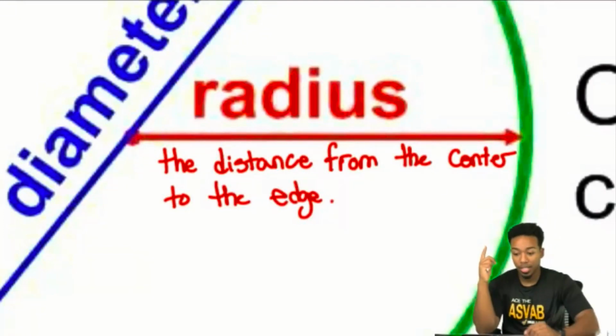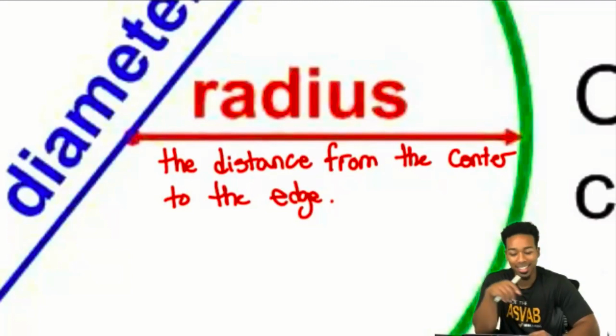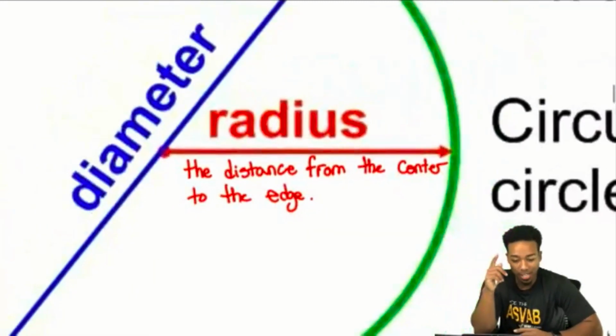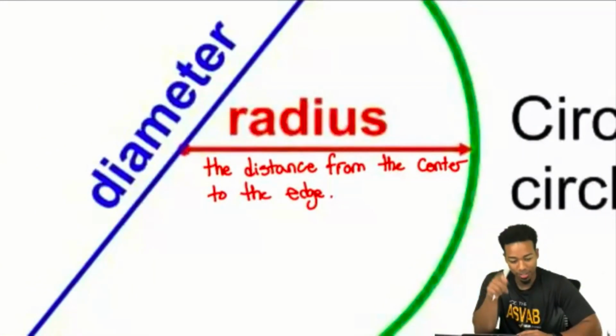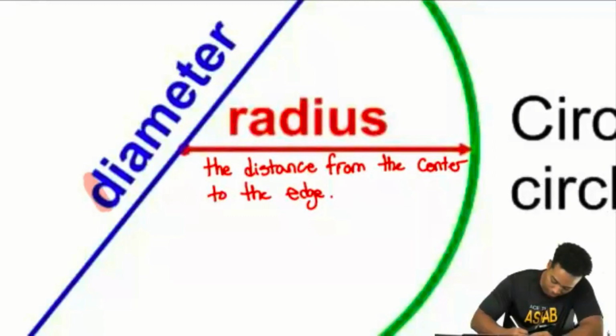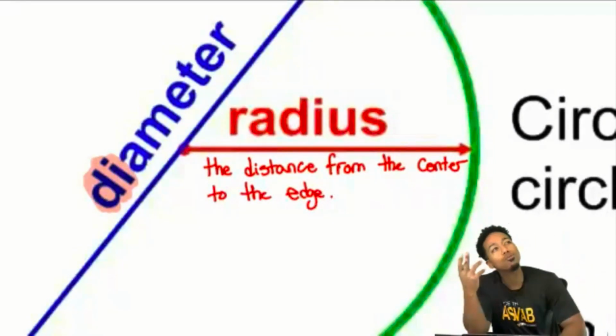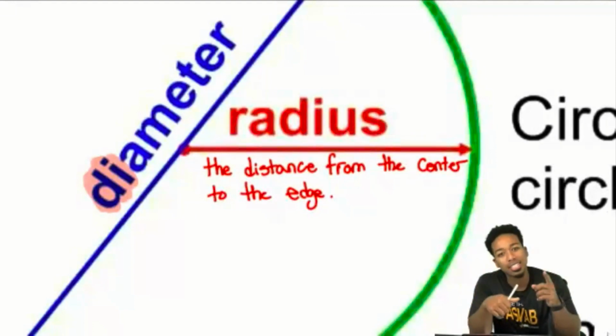Okay? Now, with that said, radius is the half sibling. So with that, everybody, if we look at the word diameter, if we're studying word knowledge here, there's a prefix di. Everybody, what does the prefix di mean?